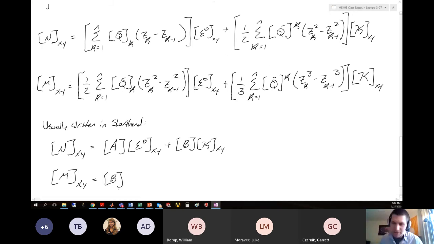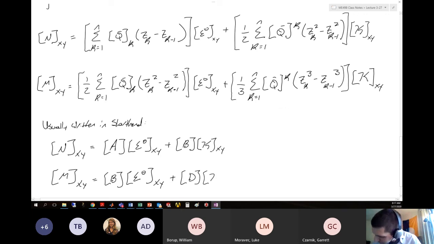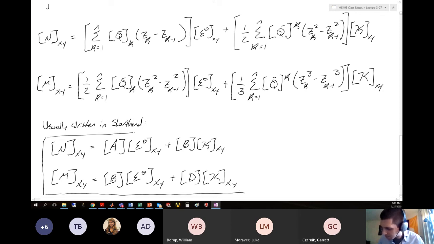So that is the B matrix, okay? Since this here is a matrix quantity, times the midplane strains, plus here all this stuff, which we'll label as D, times kappa xy. All right, so these generally are the relationships between the forces and the moments that we apply and the strains and curvatures that develop on the particular laminate.